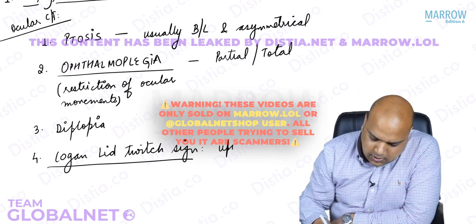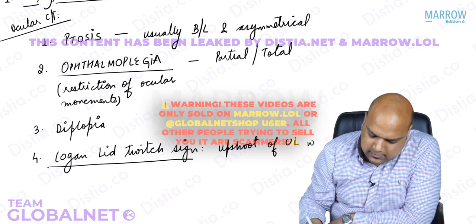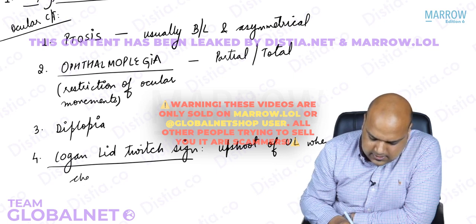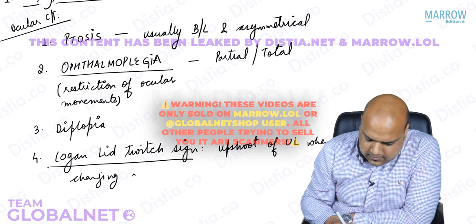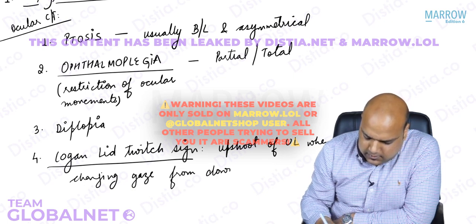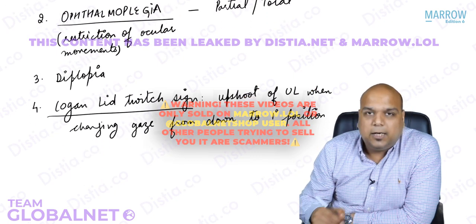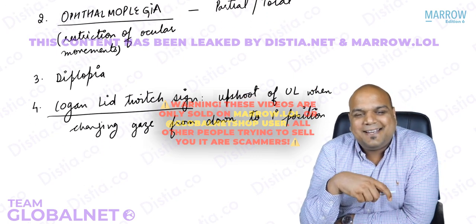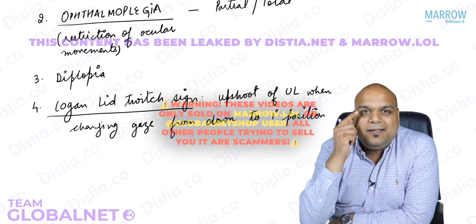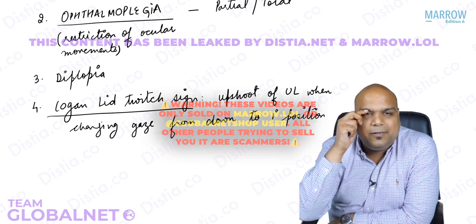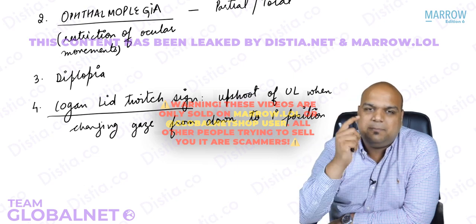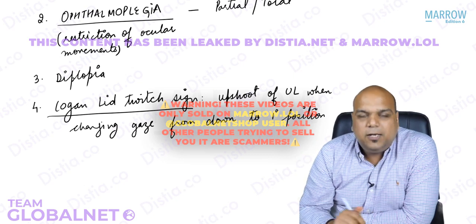Okay? So upshoot of upper lid when changing gaze from down to primary position. I can't demonstrate. I don't have myasthenia gravis, guys, but I hope you are able to understand. The eyelid just moving up, but it moves up further, up shoots, and then becomes normal, everybody. That is Cogan lid twitch sign.